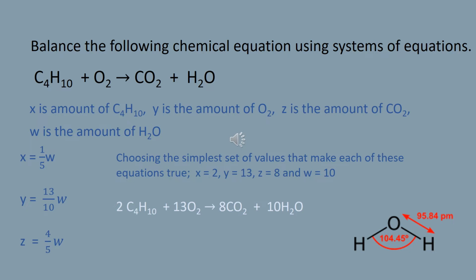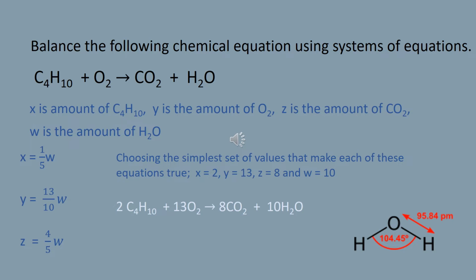And in this case, if w was 10, that would give us whole numbers that are the smallest. So if w is 10, x would be 2, y would be 13, and z would be 8. So my equation balances as 2 butane plus 13 O2, and on the other side of the chemical equation would be 8 CO2 plus 10 H2O.